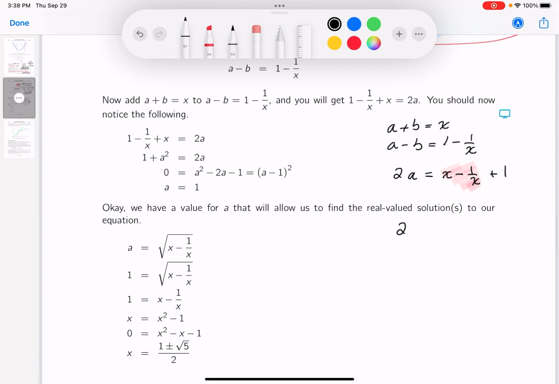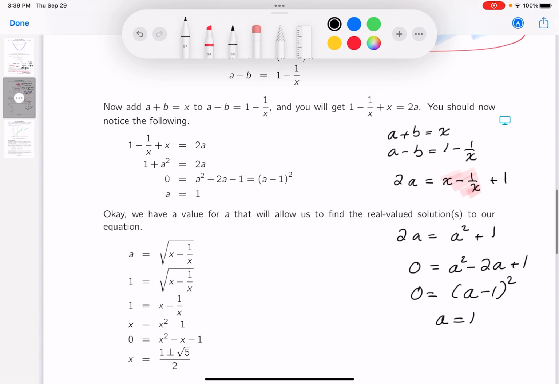So 2a is equal to a squared plus 1. And that's quadratic in a. Let's write this down. 0, I get a squared minus 2a plus 1. And this turns out to be a perfect square, and that perfect square is going to be a minus 1 squared. So now I know a is equal to 1. All right? So if a is equal to 1, can you figure out what x is?